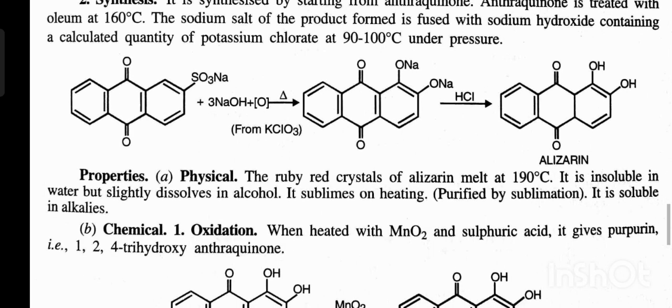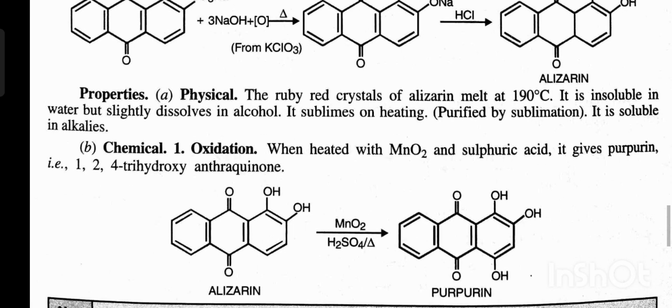Properties. Physical: the ruby red crystals of alizarin melt at 190 degrees Celsius. It is insoluble in water but slightly soluble in alcohol. It sublimes on heating. It is soluble in alkali. Chemical properties. First, oxidation: when heated with MnO2 and sulfuric acid, it gives purpurin, that is, 1,2,4-trihydroxyanthraquinone.